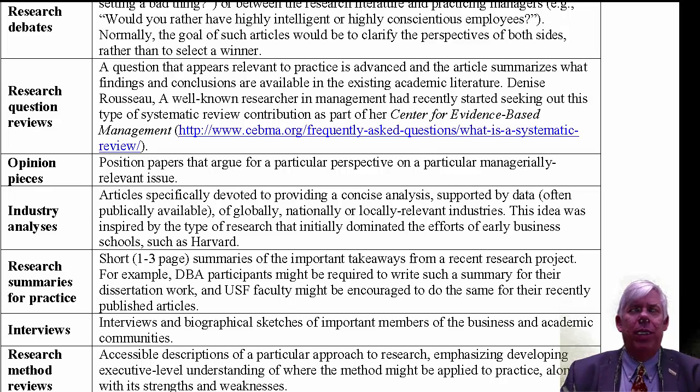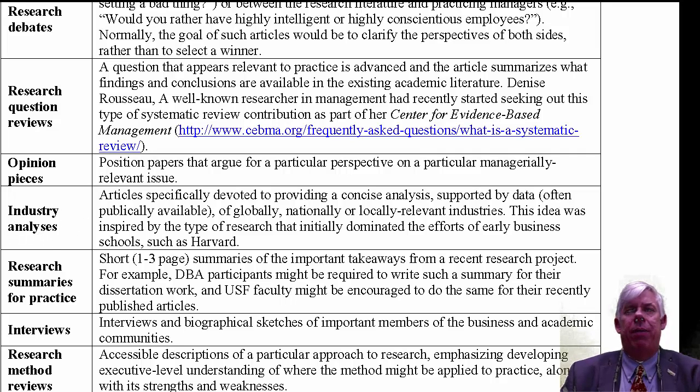But for opinion pieces, we will allow for the fact that what is being submitted is an opinion. Normally, we're going to focus on practitioners submitting opinion pieces as opposed to faculty or DBA candidates who are more likely to report findings based on research. But the opinions of practice are very important, and so we want to have an option open for them to submit to the journal.